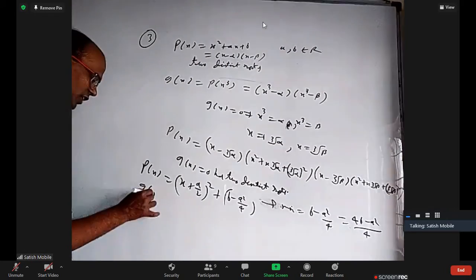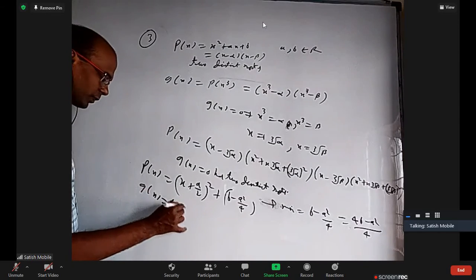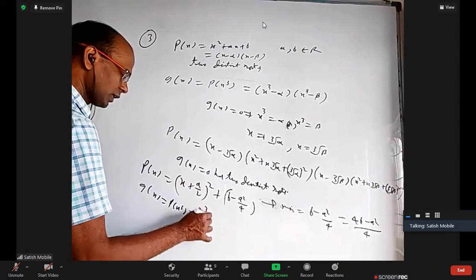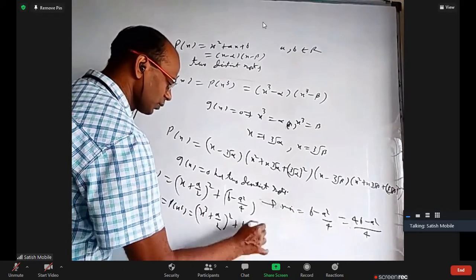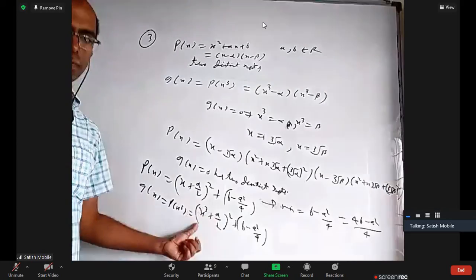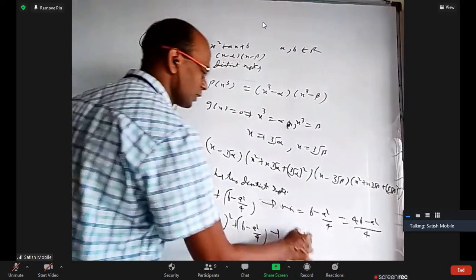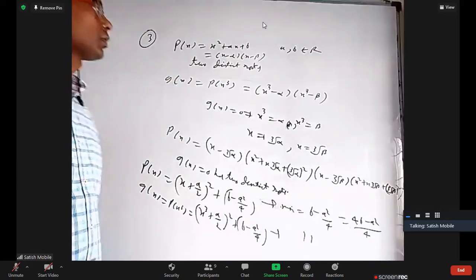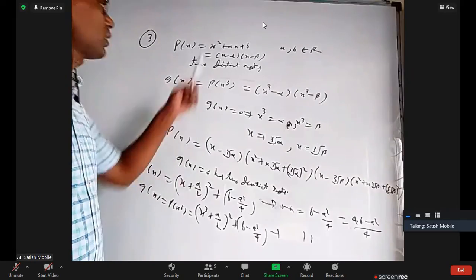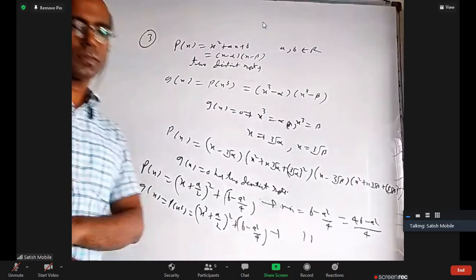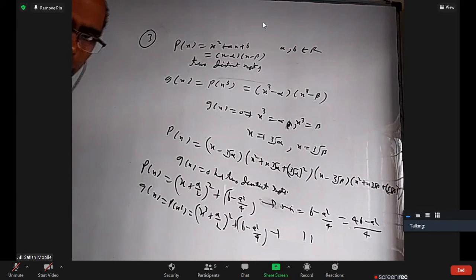If I take g of x, what is it after all? P of x cube. Replace x with x cube: x cube plus a by 2 whole square plus b minus a square by 4. Something whole square, minimum is 0. Again, same minimum only. So not only can I tell that it will have a minimum value, it will have the same minimum value as the original p of x. Is it all right?